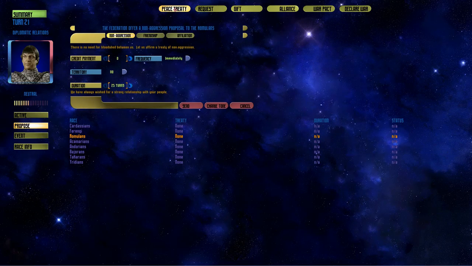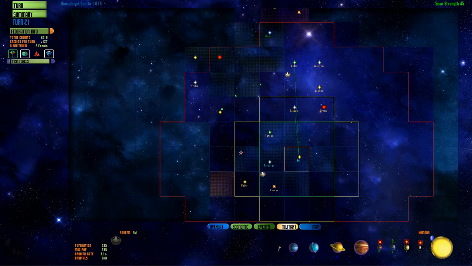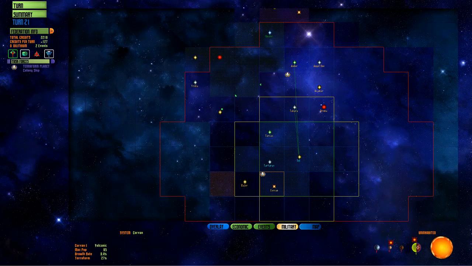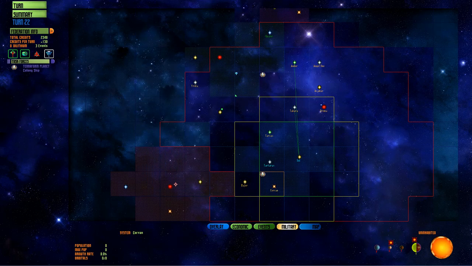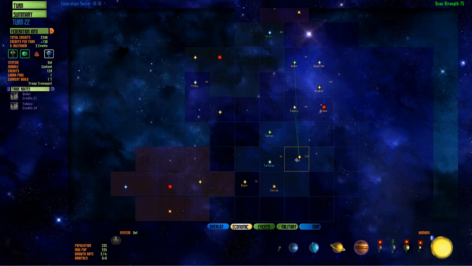How do we do that? Peace treaty, maybe? There you go, non-aggression pact. Cool, 50 turns. There you go. So we have some time to actually build up. So this one is 27%. A few more turns, we can colonize that. So our trade routes are making quite a bit of money. More than I thought they would.